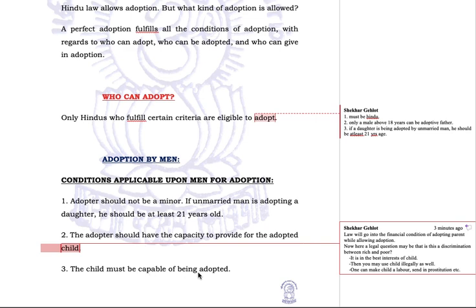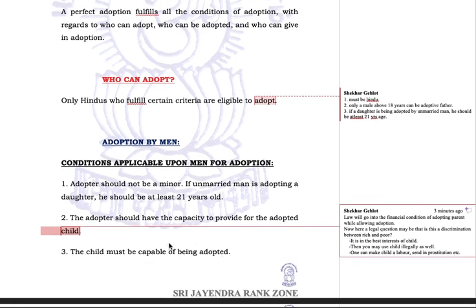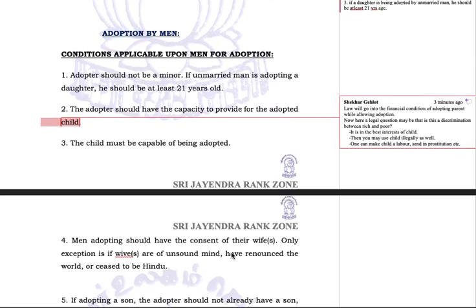The child must be capable of being adopted. Now, which child is capable of being adopted? Suppose the mother does not allow adoption. The mother says no, I will not give my child in adoption. The father says I am willing to give my child in adoption. Such a child will not be capable of being given in adoption. Or the child has attained a certain age, something like this. We'll discuss this section later on. So a child must be capable of being adopted.